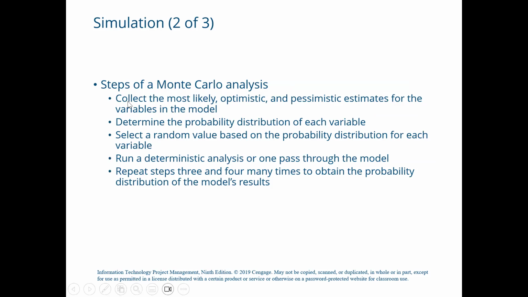So first of all, as I tell you, the first step of Monte Carlo analysis is to collect the most likely, optimistic, and pessimistic estimates for the variables in the model. For example, if you are trying to determine the likelihood of meeting project schedule goals, the project network diagram would be your model. You would collect the most likely, optimistic, and pessimistic time estimates for each task.